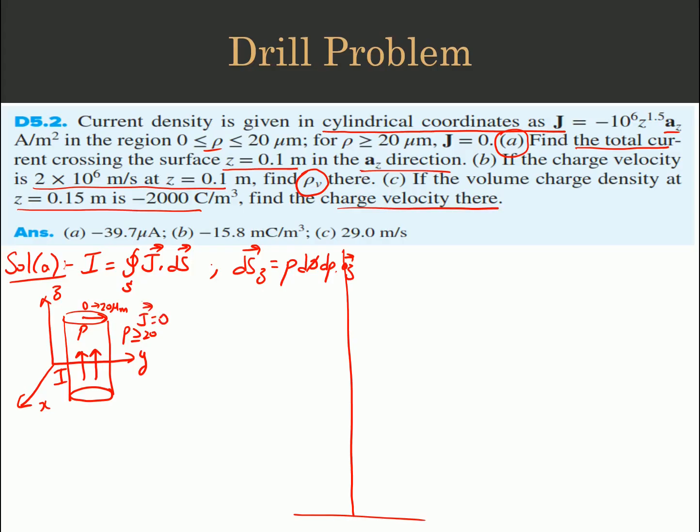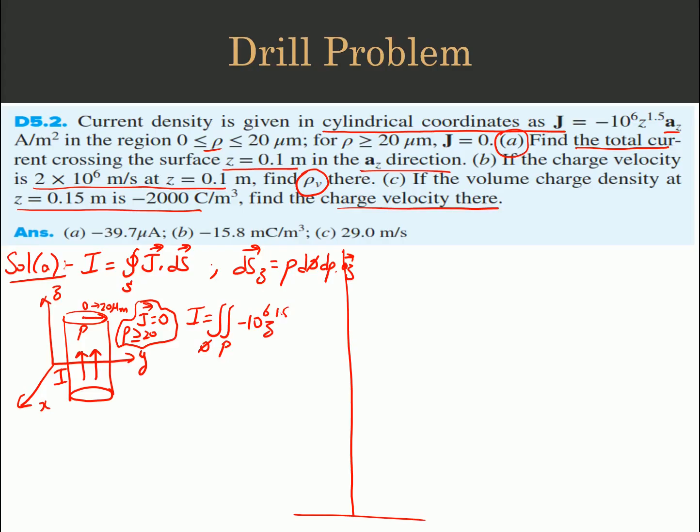It makes sense that if we are outside the cylinder, there is no current density. The current density only exists inside the cylinder. Okay, so let us solve this integral now. So I will be equal to a double integral. We know the direction of the current is along the z axis, so the variation will be only in rho and phi, and the value of J is minus 10 to the power 6 z to the power 1.5.